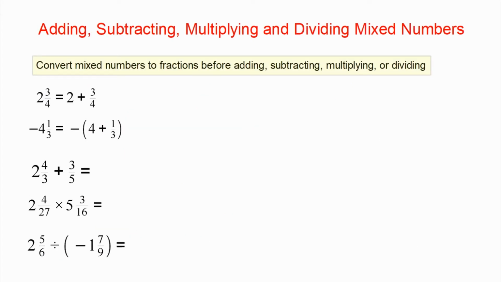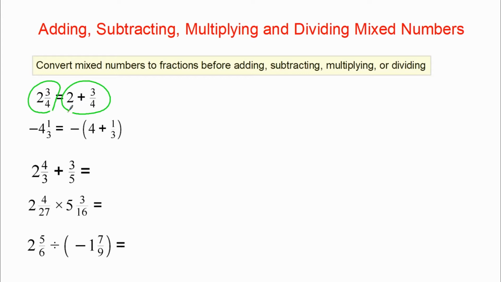So the next page is about adding, subtracting, multiplying, and dividing mixed numbers. The only thing that we need to do when we have mixed numbers is convert the mixed numbers to normal fractions. I did, for example, mention that 2 and 3 over 4 is basically 2 plus 3 over 4, or minus 4 and 1 over 3 equals minus, inside brackets, 4 plus 1 over 3.